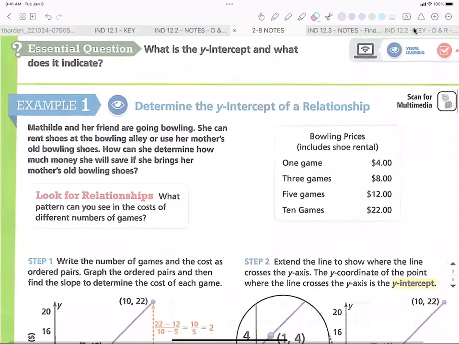And this is actually the example that got me thinking about my error on proportional. All right, so it says Mathilde, why don't they just use words like Beth? It would be so much easier. Mathilde and her friend are going bowling. She can rent shoes at the bowling alley or use her mom's old bowling shoes. How can she determine how much money she will save if she brings her mother's old bowling shoes? So it says, what pattern can you see in the cost of the different numbers of games?